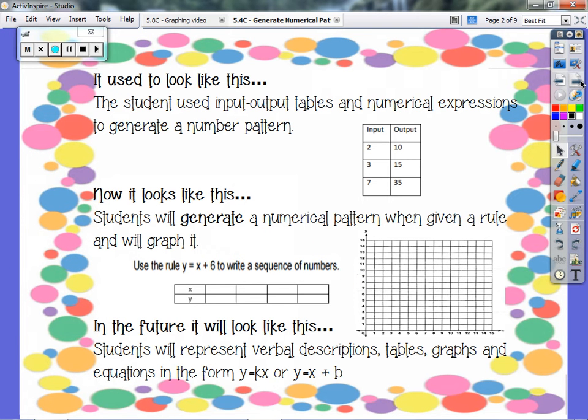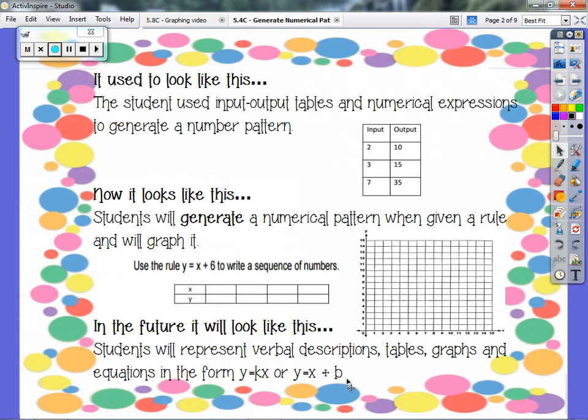It used to look like this in 4th grade. The student used input-output tables and numerical expressions to generate a number pattern. In 5th grade now it looks like this. Students will generate a numerical pattern when given a rule and will graph it. So when students are given a rule, they're going to use that information to fill in the input-output table. Then they're going to use the information from the input-output table to graph it onto the graph.